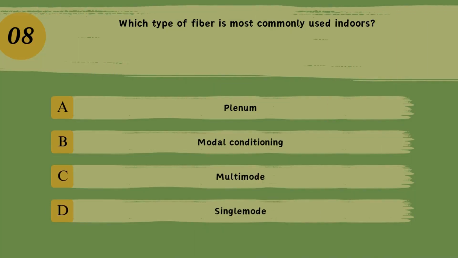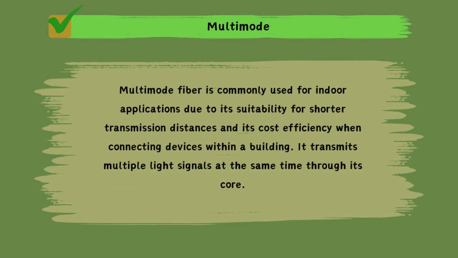Question 8. Which type of fiber is most commonly used indoors? A. Plenum. B. Modal conditioning. C. Multimode. D. Single mode. Correct answer. C. Multimode. Multimode fiber is commonly used for indoor applications due to its suitability for shorter transmission distances and its cost efficiency when connecting devices within a building. It transmits multiple light signals at the same time through its core.